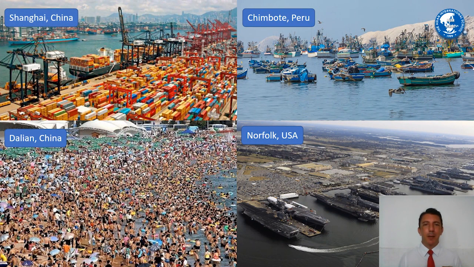So we'll begin today by looking at 4 different coastlines. The first one is Shanghai in China. The second one, Chimbote in Peru. The third one is Dalian, also in China. And the fourth one is Norfolk in Virginia, USA. Each of these coastlines is special in its own way. Can you guess what makes each one special?